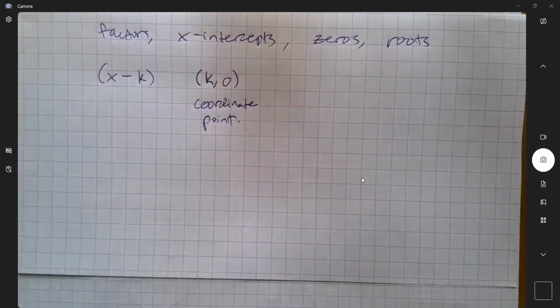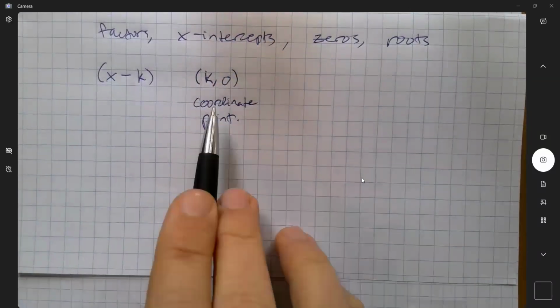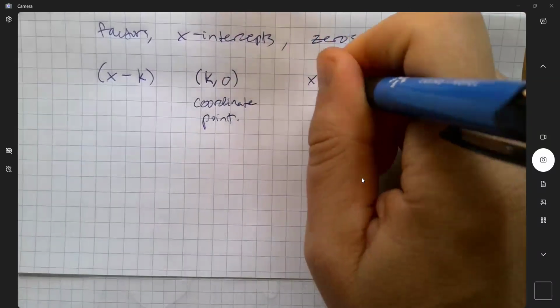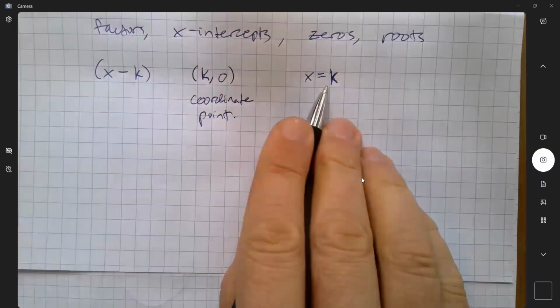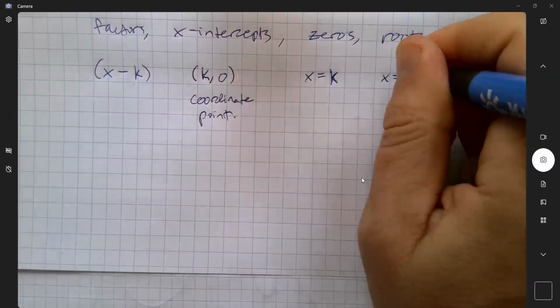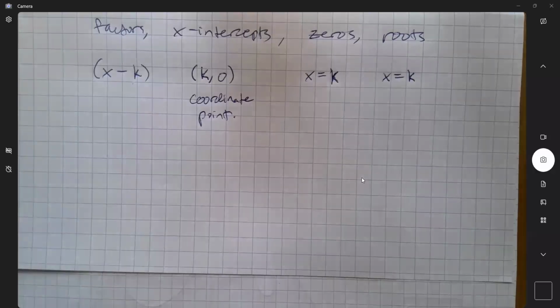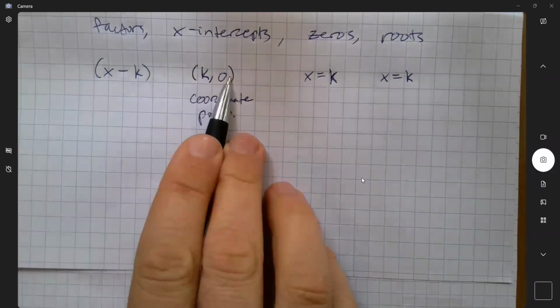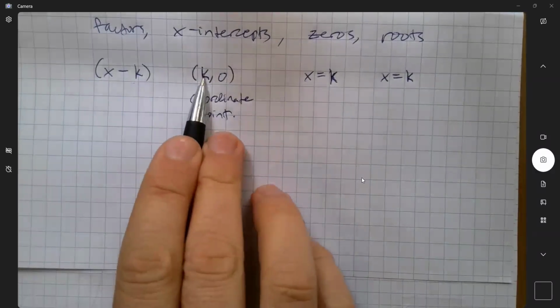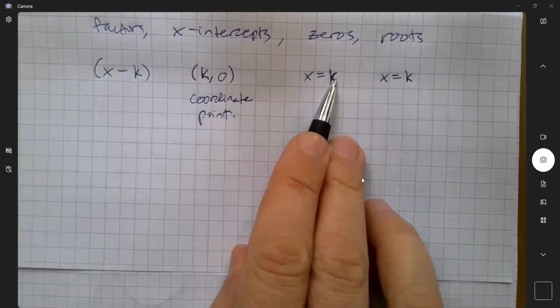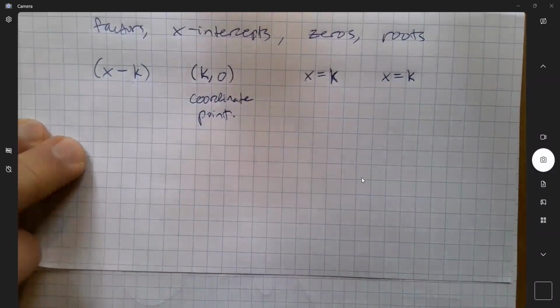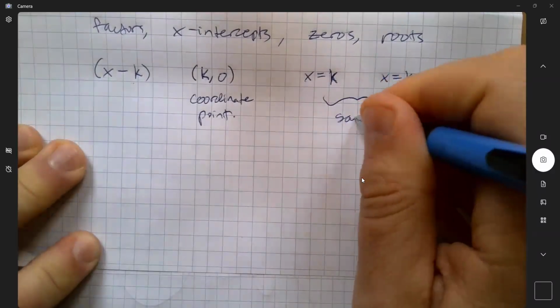If you're asked, for example, on your worksheet, what's the difference between an x-intercept and a 0? An x-intercept is a coordinate point. The 0 is the specific value of k, and the root is just another word. So they're all related ideas. The factor corresponds to the x-intercept, and the value in the x spot is what we call the 0 of the polynomial, and we also call it the root of a polynomial. These are the same.